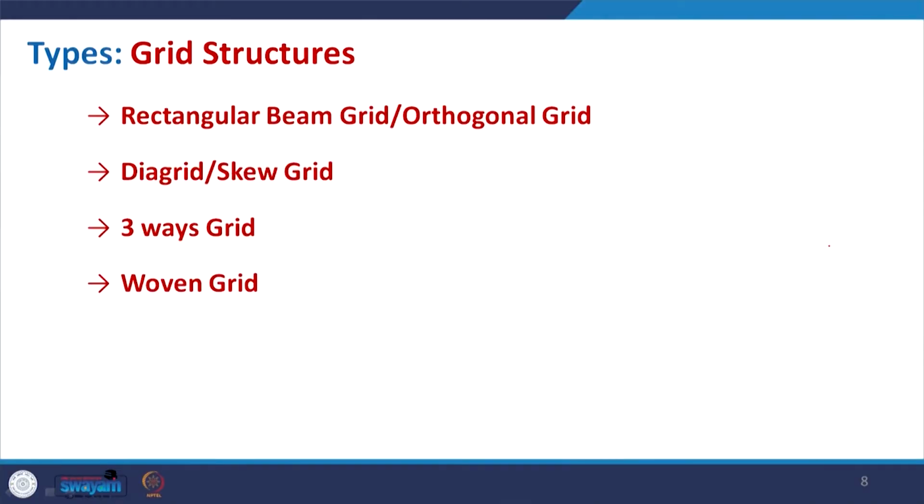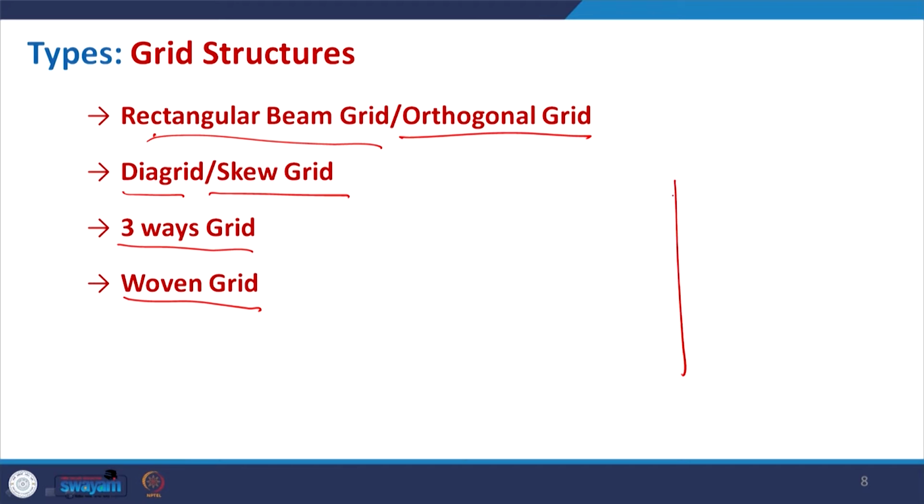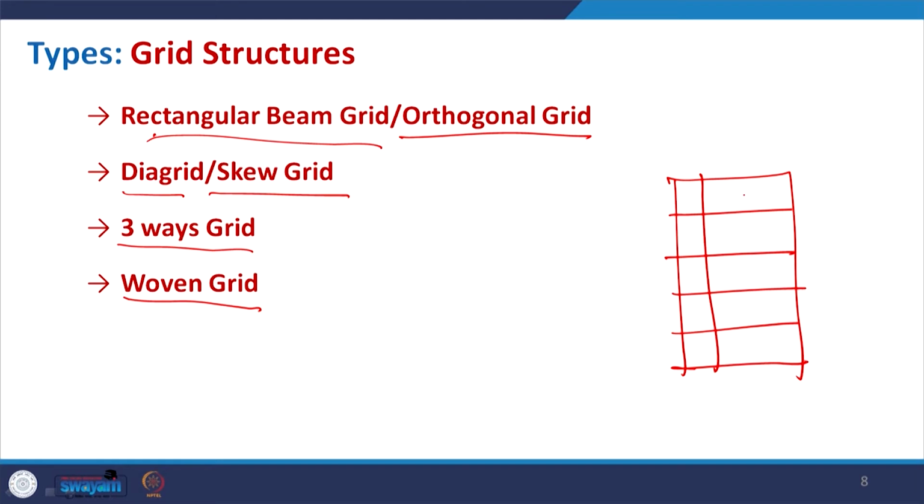Now, coming to the types of grid structure, depending on the arrangement of the grid, it can be classified as rectangular beam grid or orthogonal grid, then diagrid or skew grid, three-way grid, and oven grid. So, what are those? Taking the terminology, rectangular means the grid will be in a very rectangular pattern, and orthogonal means that horizontal and vertical members make a 90-degree angle. So, this is an orthogonal grid.